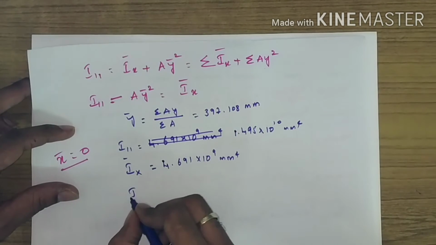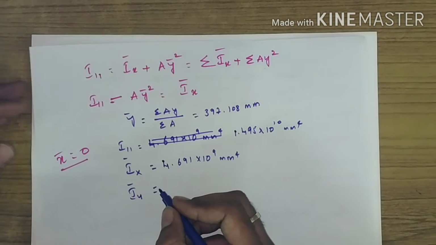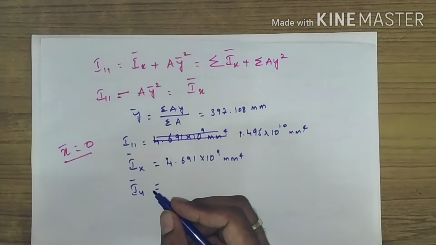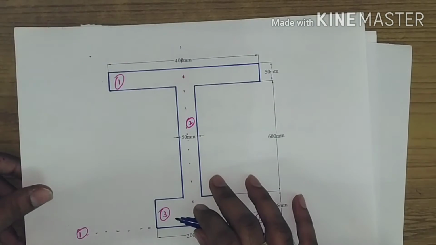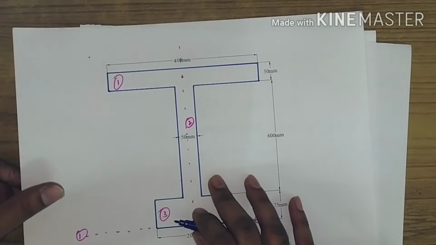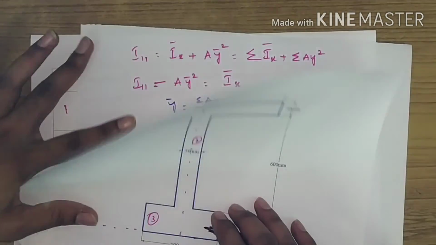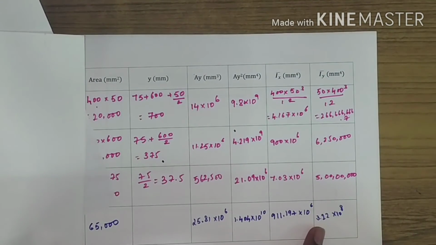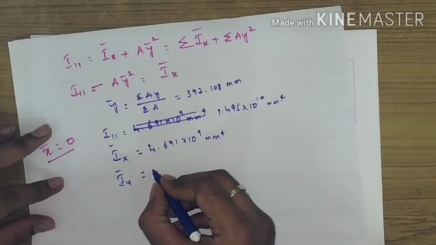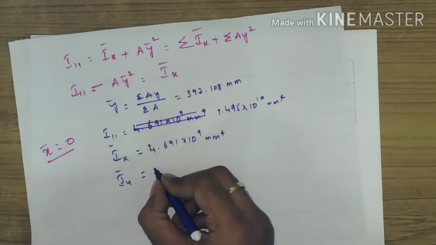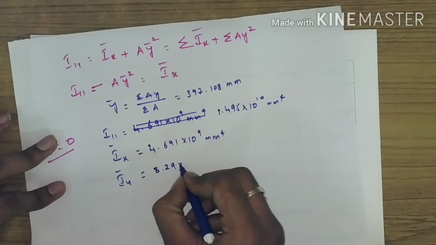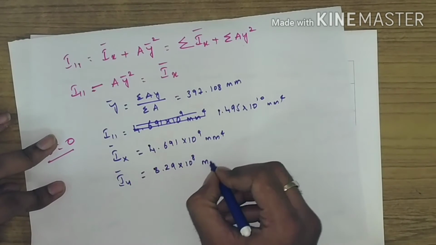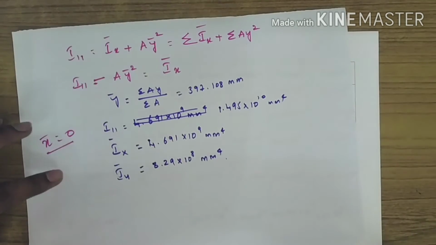Now if you want I y bar, because the given section is symmetrical about the y-axis, we can directly say that the summation of all the moments in the y-axis, that is this I y bar, is 3.22 into 10 power 8. You can directly tell that the moment of inertia of the given section about the centroidal axis is 3.29 into 10 power 8 millimeter to the power of 4.